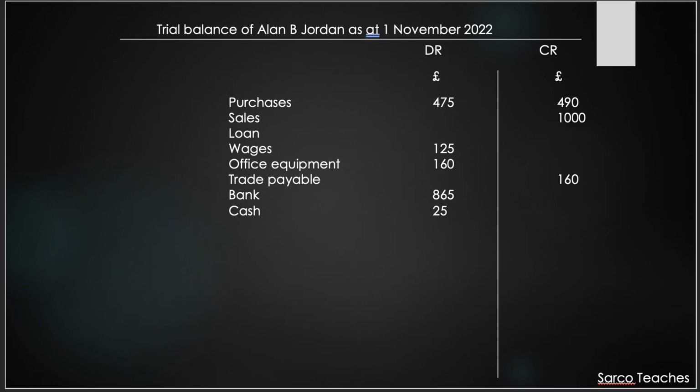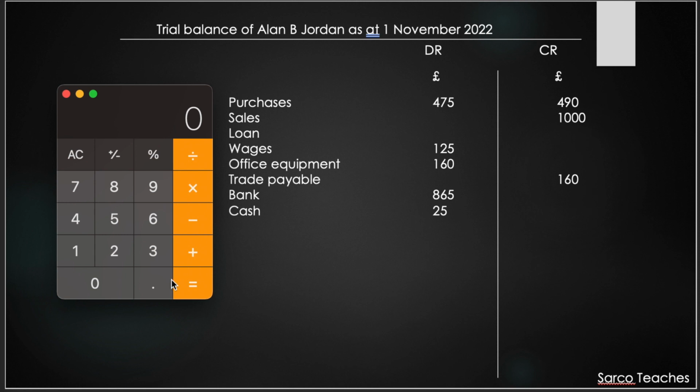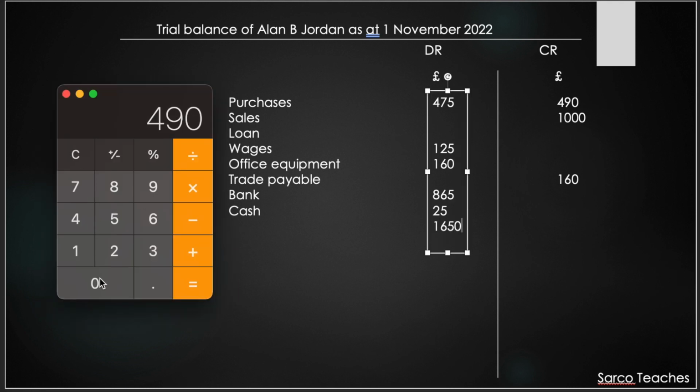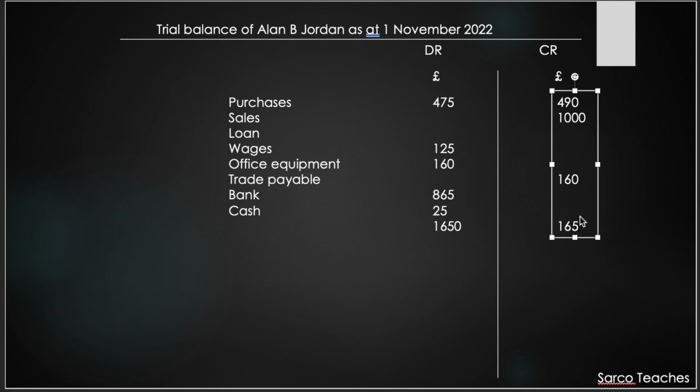Okay, so now we have all of that. We must total them up. So we total up all the debit side, all the credit side, and they must equal. Okay, so now I have calculated them. I got a total of 1,650 on both sides.